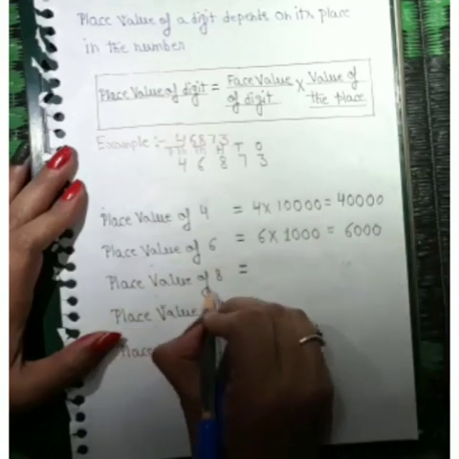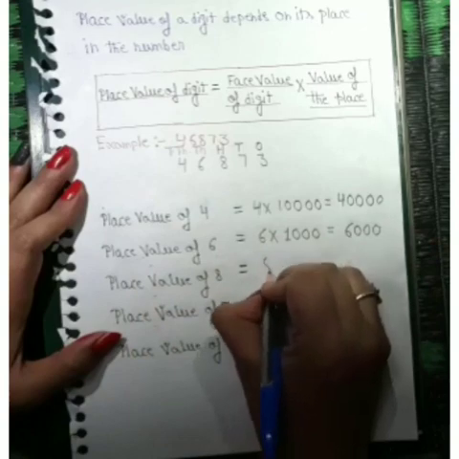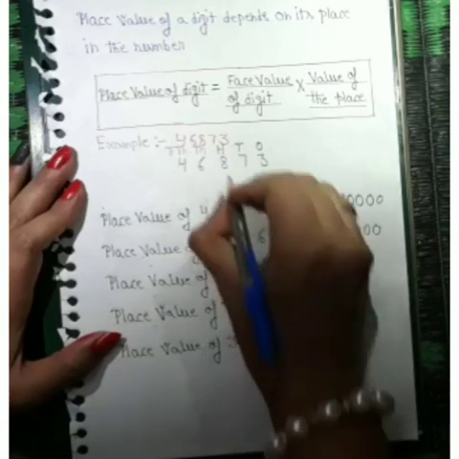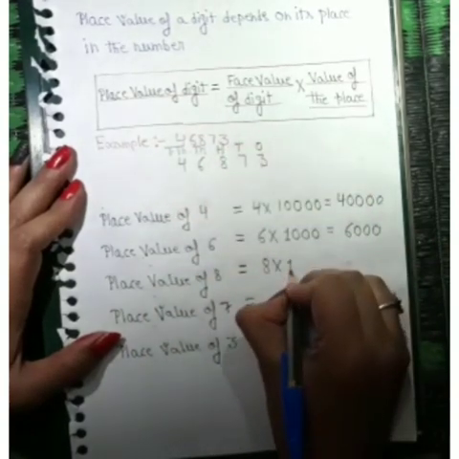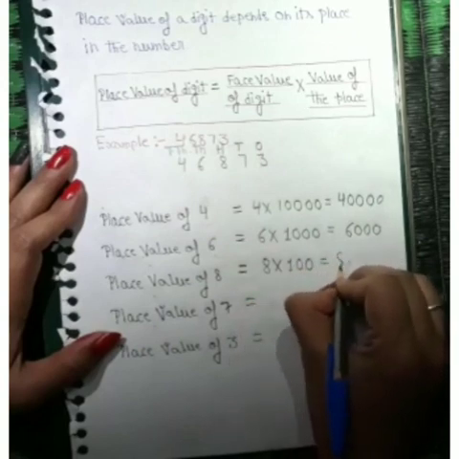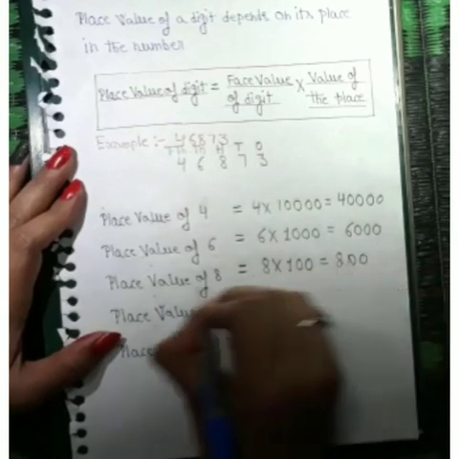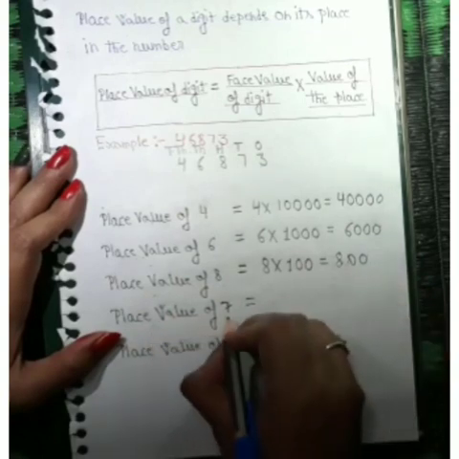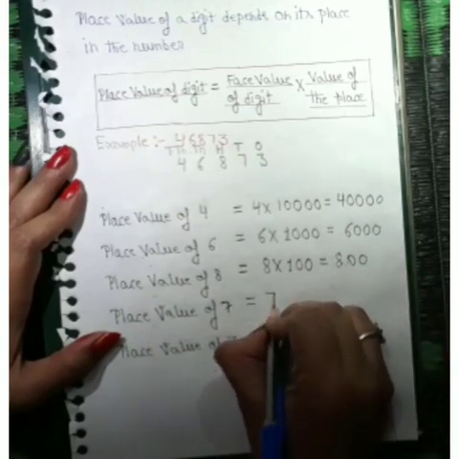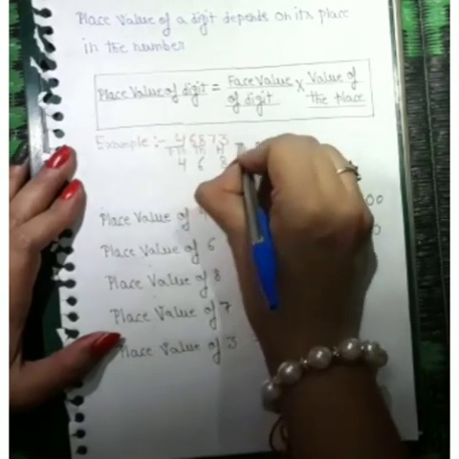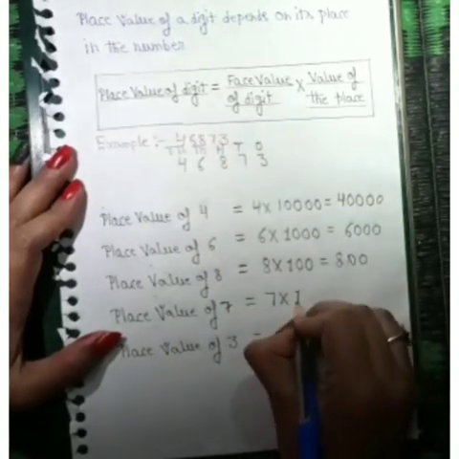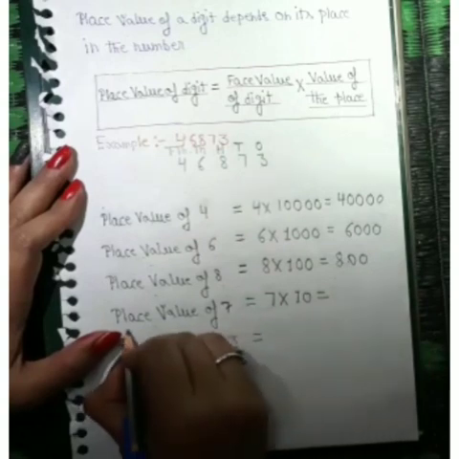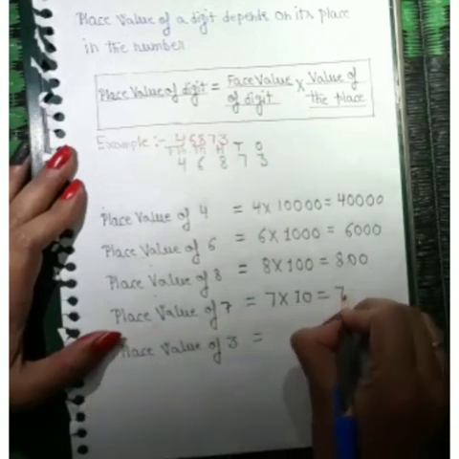Next is place value of 8. The place value of 8 is face value of 8 into value of the place, that is 100. 8 into 100 is equal to 800. So the place value of 8 is 800. Similarly, place value of 7 is the face value of 7 into value of the place, that is tens. So the place value of 7 is 70.